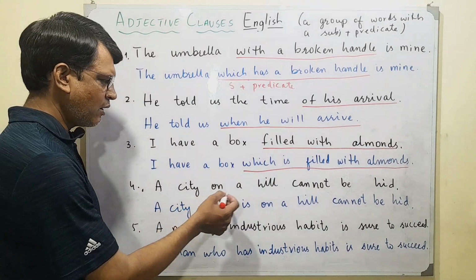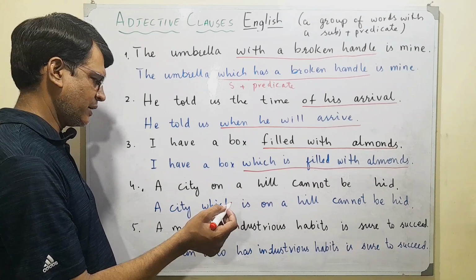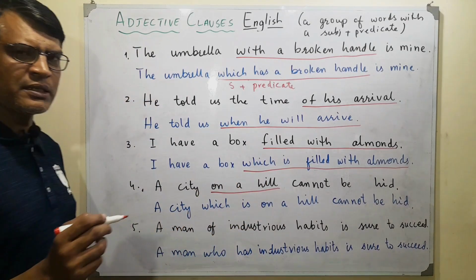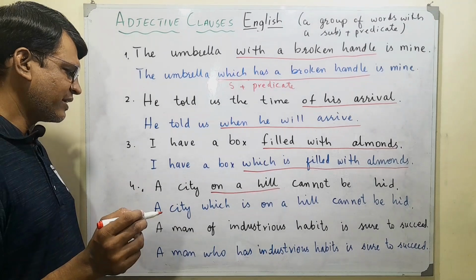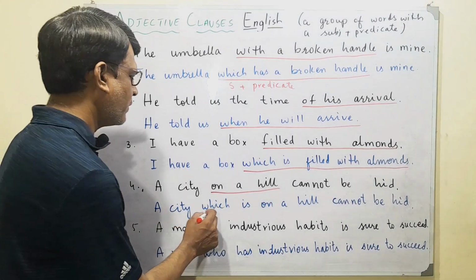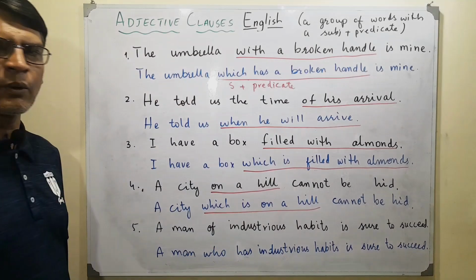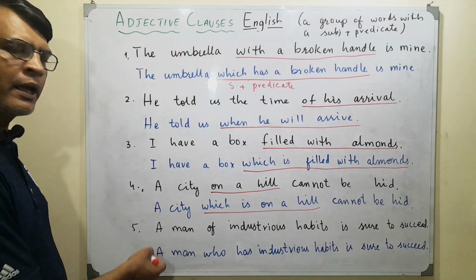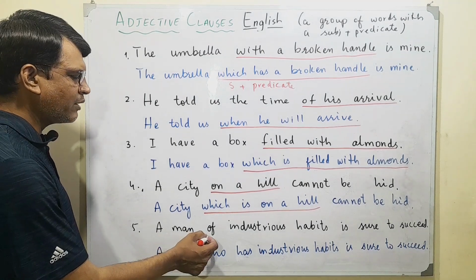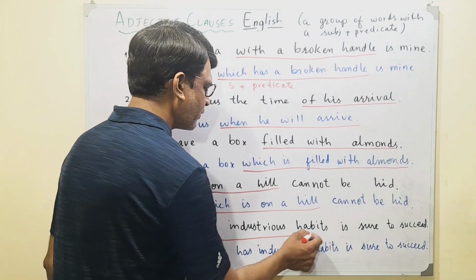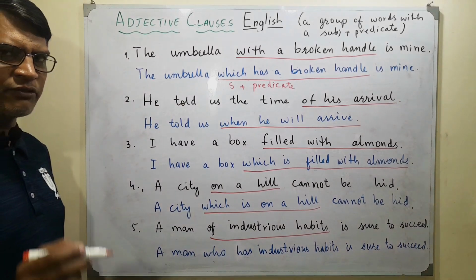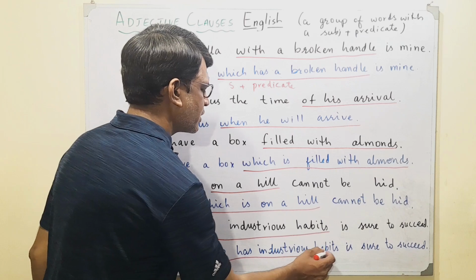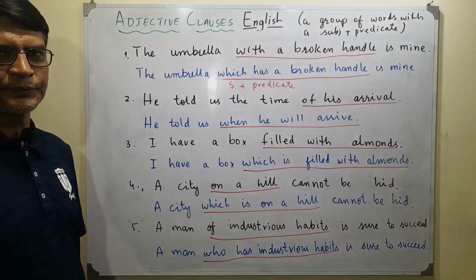The next is: a city on a hill cannot be hid. So a city on a hill, that is our adjective phrase. So we say a city which is on a hill cannot be hid. And the final one is: a man of industrious habits. Of industrious habits, that is an adjective phrase. So we say that a man who has industrious habits is sure to succeed.